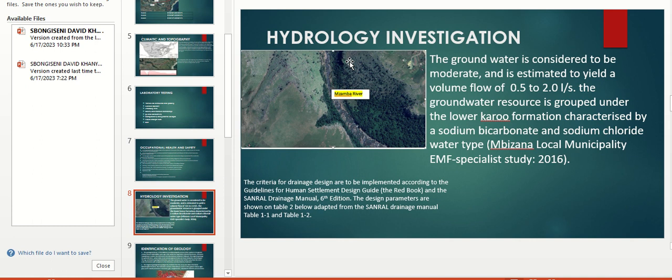And now we're going to look at the hydrology investigation, which is the groundwater, and also the estimated volume of flow in the groundwater is grouped under the low formation characterized. Now we're going to look at the hydrology investigation. The criteria for drainage design are to be implemented according to the human settlement design guideline and also the SANRAL drainage manual.